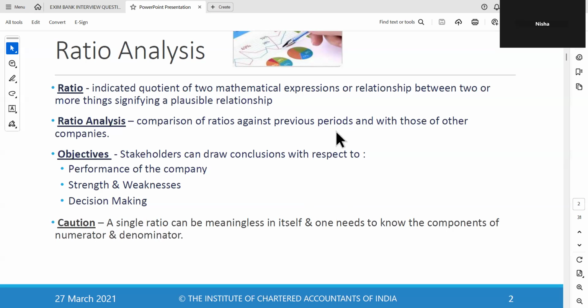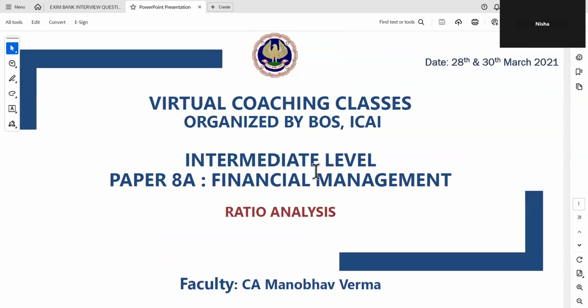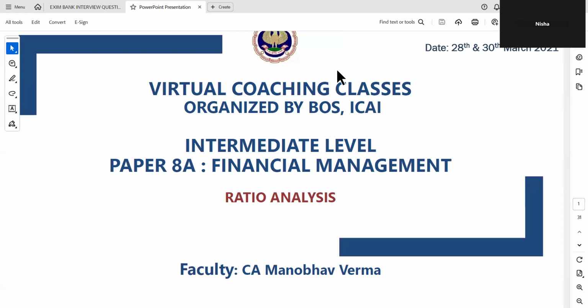So this is actually a very good one because it has been brought out by our Chartered Accountant Institute, and it seems they have used this for coaching their candidates.